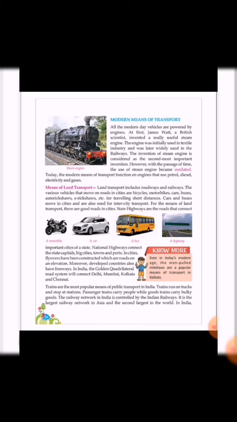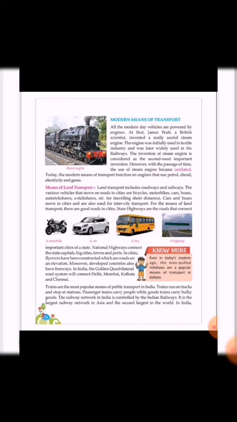Okay, India also has a network of highways connecting India's four top metropolitan cities, namely Delhi, Mumbai, Chennai, Kolkata. Now, they form a quadrilateral. That's why they are named as the Golden Quadrilateral. Now, as I told you, land transport includes roadways and railways. We have studied about the roadways. Now, we'll study about the railways.